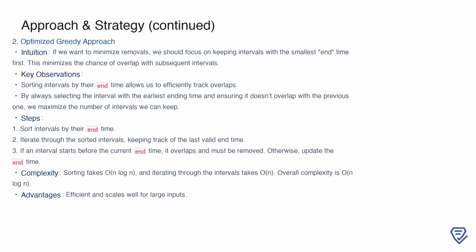To implement this strategy, we first sort all intervals based on their end times. Then, we iterate through the sorted list while maintaining the end time of the last included interval. If the start of the current interval is earlier than this end time, it overlaps and needs to be removed. Otherwise, we update the end time to the current interval's end. This approach involves sorting the intervals, which takes O(n log n), and a single pass through the list, which takes O(n). As a result, the overall complexity is O(n log n), making this approach both efficient and scalable for large input sizes.